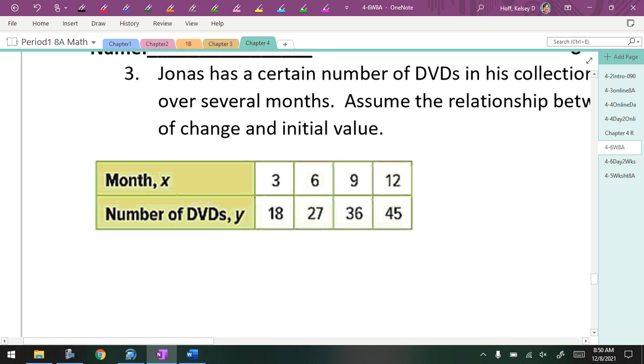All right? Questions before I turn you loose? Don't skip out on this. 4 problems. You can do this.